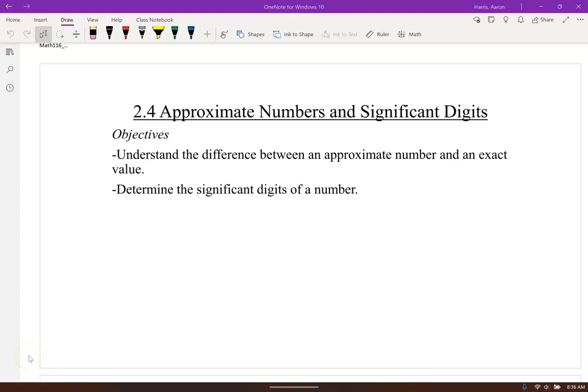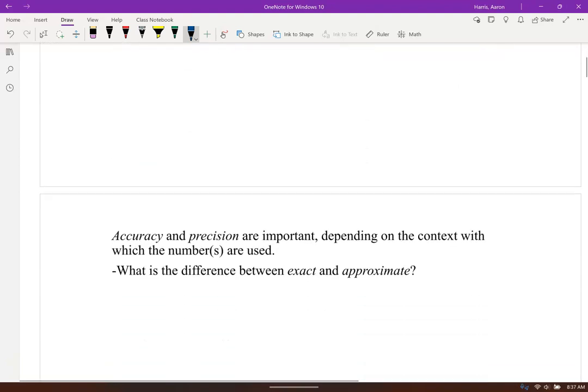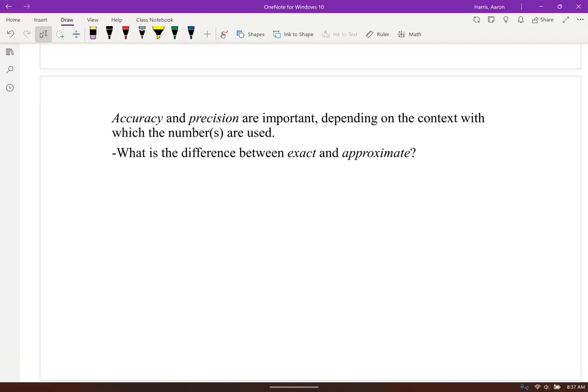All right, let's take a look at approximate numbers and significant digits. Our objectives are to understand the difference between approximate and exact, and to be able to follow the rules to determine the significant digits of a number. So, a little bit of verbiage here. Accuracy and precision are definitely important depending on the context in which the numbers are used.